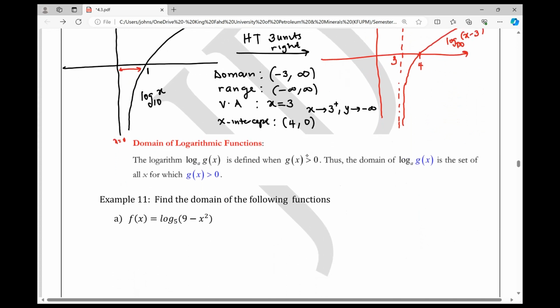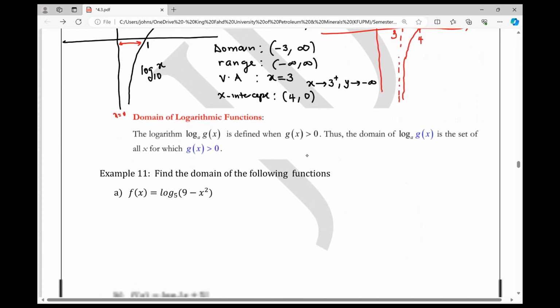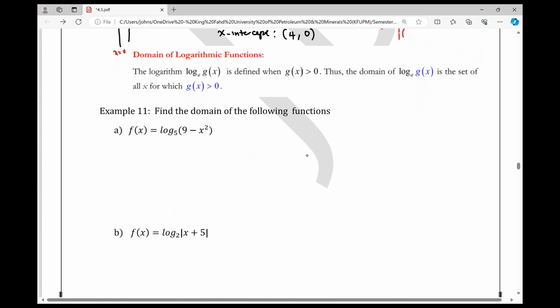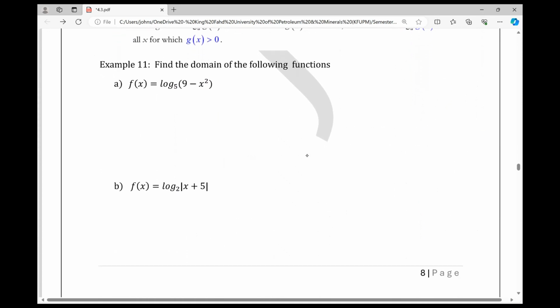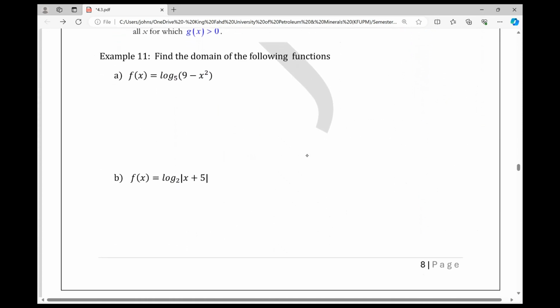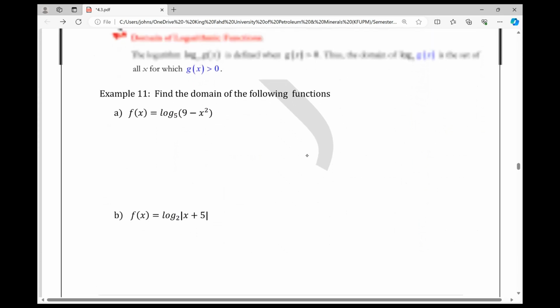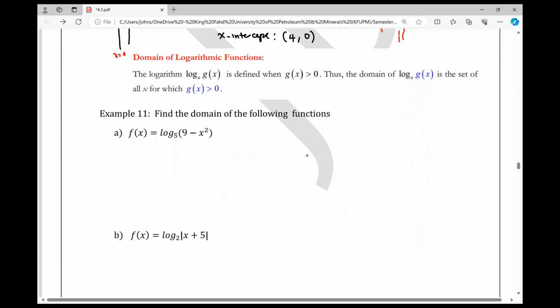Okay, so we will come back to the graph. Here, let's just answer some problems. Example 11 here. This says find the domain of the following function. So here we're just interested in the domain. So if you want to find the domain of a logarithmic function, what do you do?